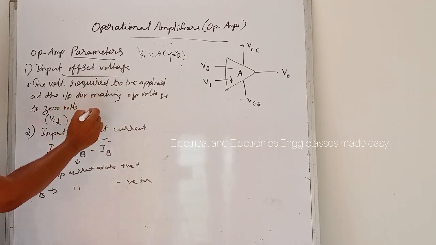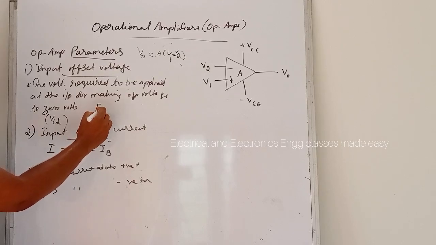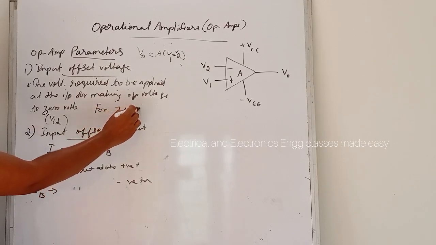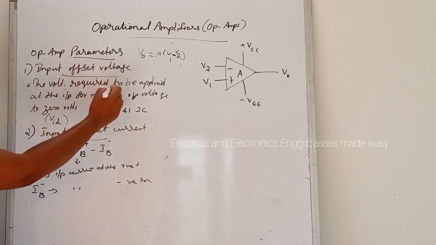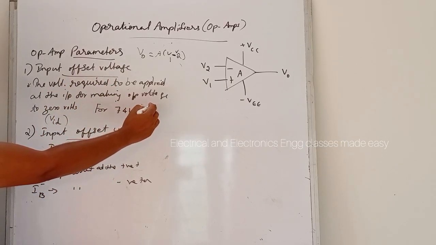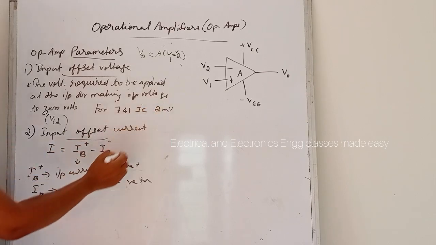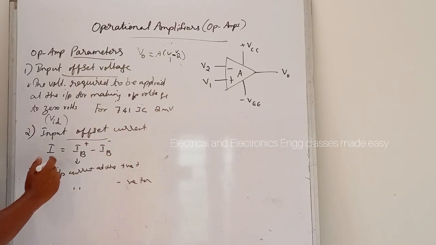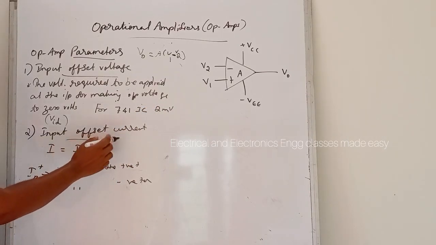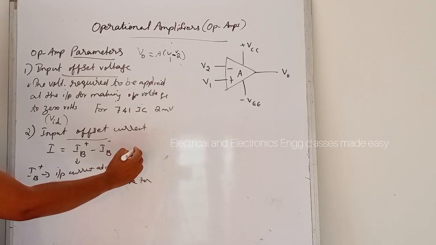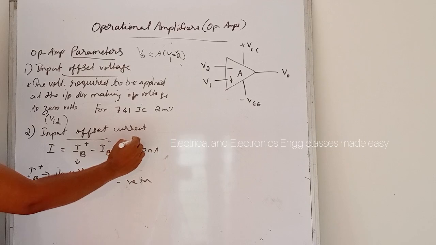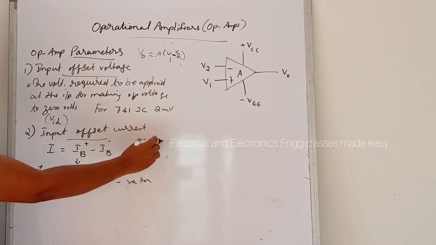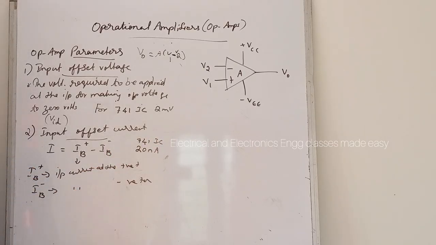And for the 741 IC, the input offset voltage is about 2 millivolt, and this input offset current is about 20 nanoamperes.